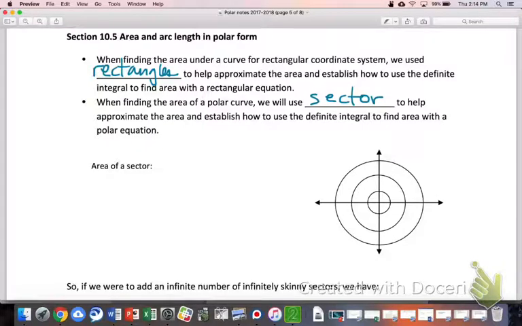So let's see here. For maybe those of you guys that have forgotten, let me draw a picture of a sector. I'm going to do this as precisely as I can. A sector. How would you describe a sector? Piece of pie, piece of pizza, right? So yeah, it's got two very straight parts and a curvy part. Looks like a piece of pizza or a pie.